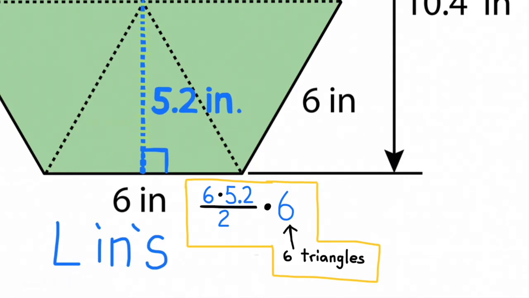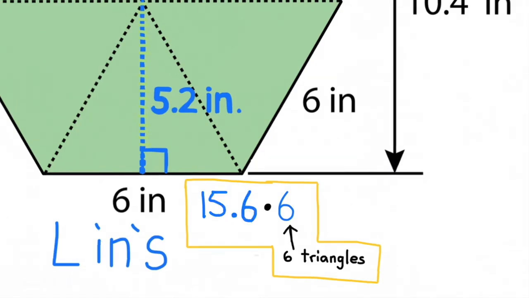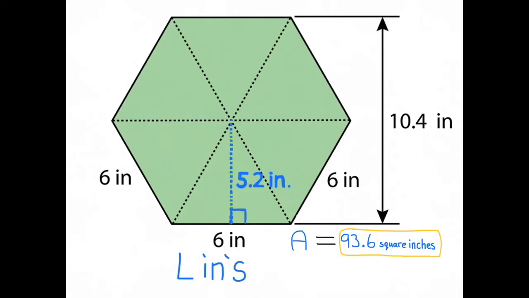3 times 5 is 15. And 3 times 2/10 is 6/10. The area of each of the triangles would be 15 and 6/10 inches. And since there's 6 of these triangles, we need to multiply 15 and 6/10 times 6. 15 and 6/10 times 6 equals 93 and 6/10. So the area of this hexagon is 93 and 6/10 square inches.